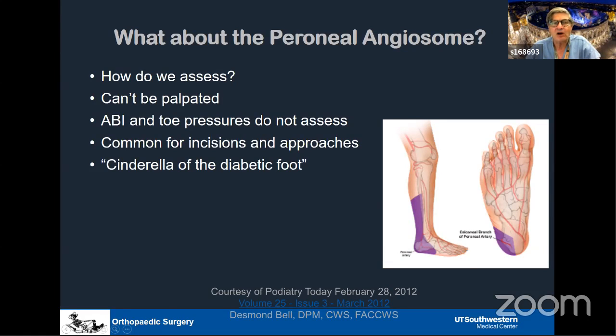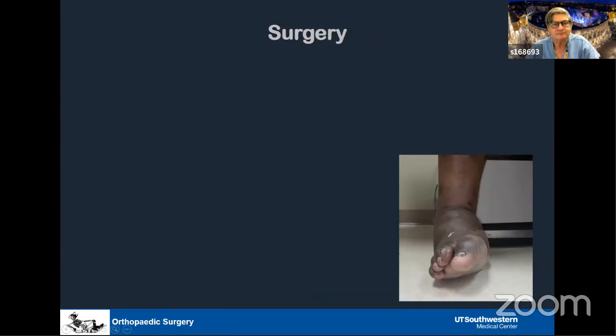And quite honestly, I call it the Cinderella of the diabetic foot, because we could have a normal ABI and have wound dehiscences, and it may be because we have peroneal artery disease and we really can't assess for it. The only way that I know, if you have a good ultrasonographer, they can do that. And sometimes you need an angiogram to assess for that.